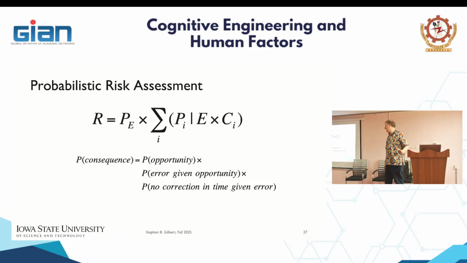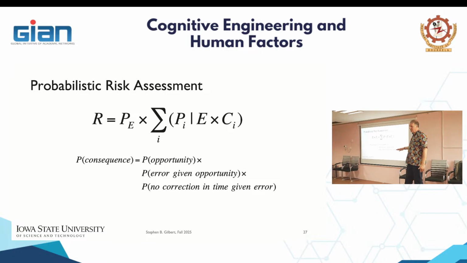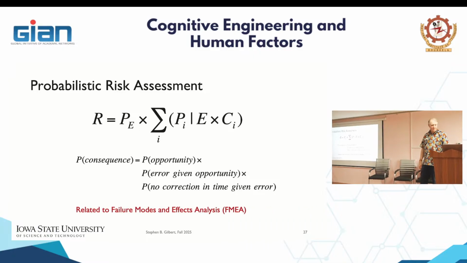And here's another way to put it. The probability of the consequence is the probability of the opportunity to make an error times the error given the opportunity. Given the opportunity to have an email with no attachment, and then probably have no correction in time. So if I have that thing that reminds me you didn't do an attachment, then I get rid of a lot of that. So that's nice.